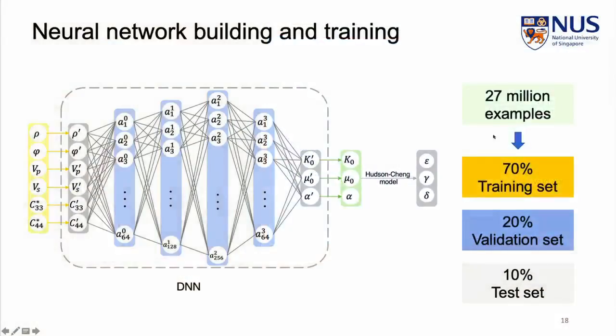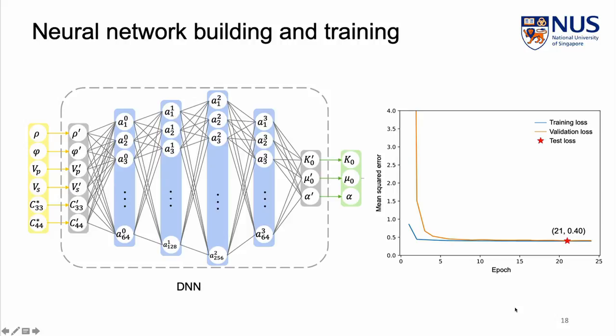We use this sample, take 70% of them as a training set, 20% as a validation set and 10% as a test set. In the training, we take epoch 21, which gives us the smallest validation loss. We can use that to test our data. So this is how we're doing it.